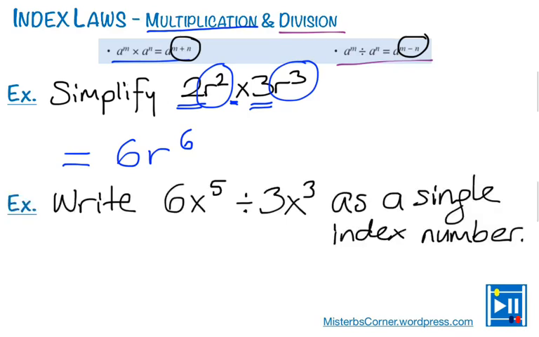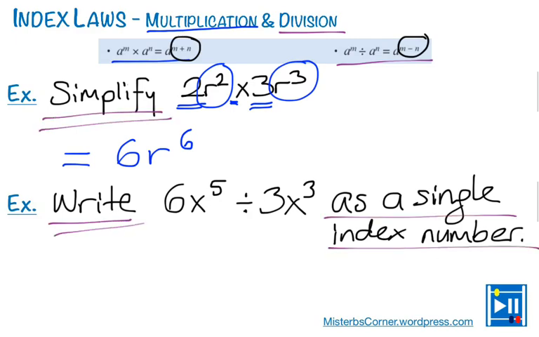Right, this one says, write 6x to the power of 5 divided by 3x to the power of 3 as a single index number. Basically, these two are asking us the same question. We're going to simplify this, writing it as a single index number. So what I'm going to do is I'm going to divide the coefficients. So 6 divided by 3 is 2, right? And then I'm going to apply the division rule. I'm going to take away 3 from 5, so it's going to be x to the power of 2. That's going to be the answer.